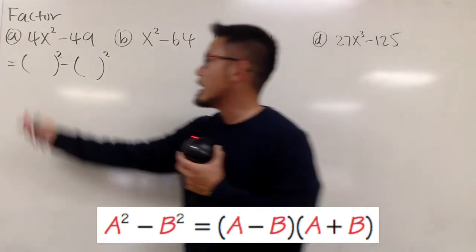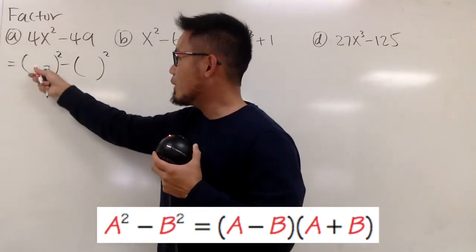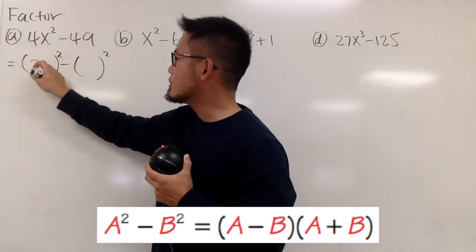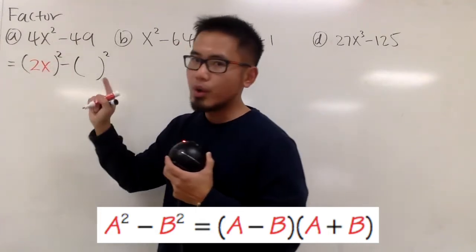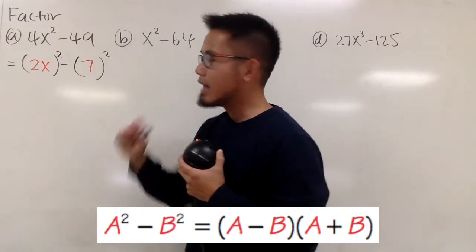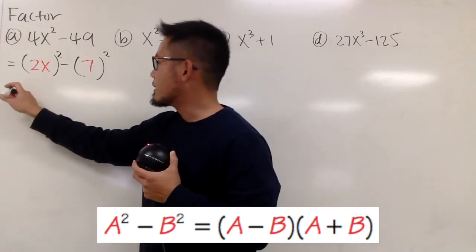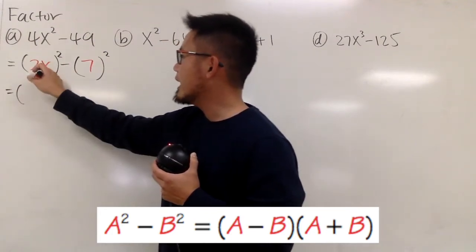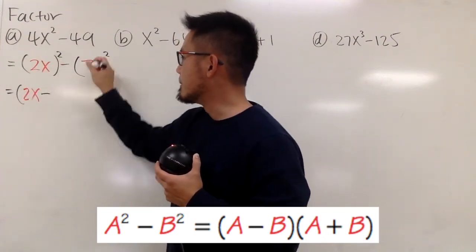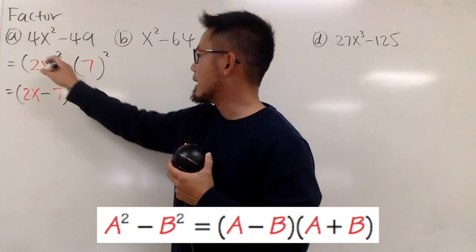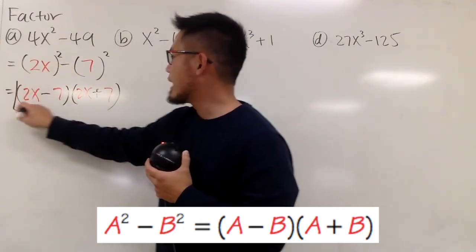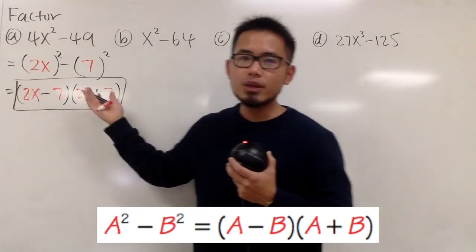Okay, now, originally we have 4x squared. We will have to put down a 2 inside because 2 squared gives us the 4. And then I also have to have the x, so I can get the x squared. And for the 49, I have to have the 7, of course. 7 squared is 49. And then we know the factoring for this is just going to be a minus b. Namely, you take the 2x as the a, and then minus the b, which is the 7. And then you multiply by 2x plus 7. And we are done right here. 2x minus 7, 2x plus 7.